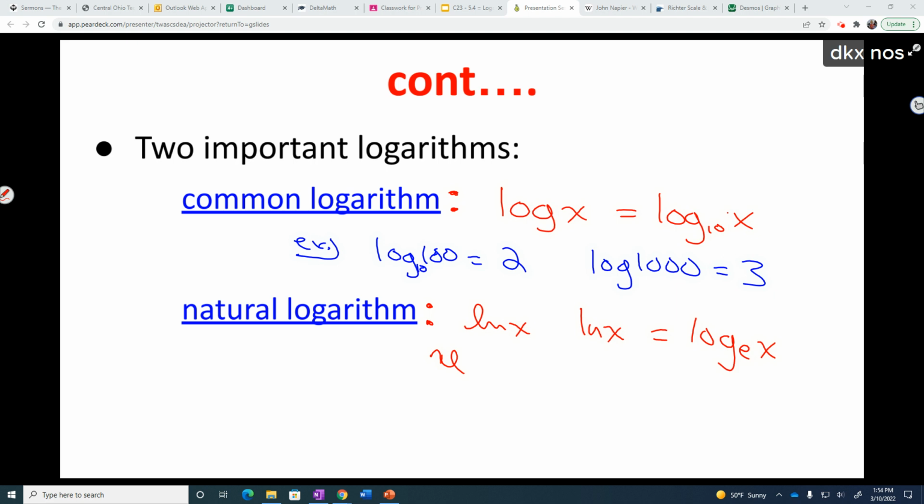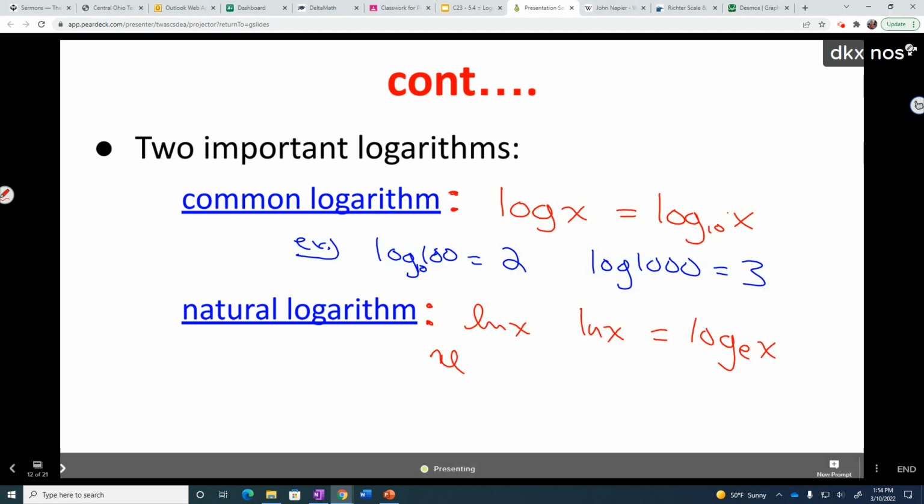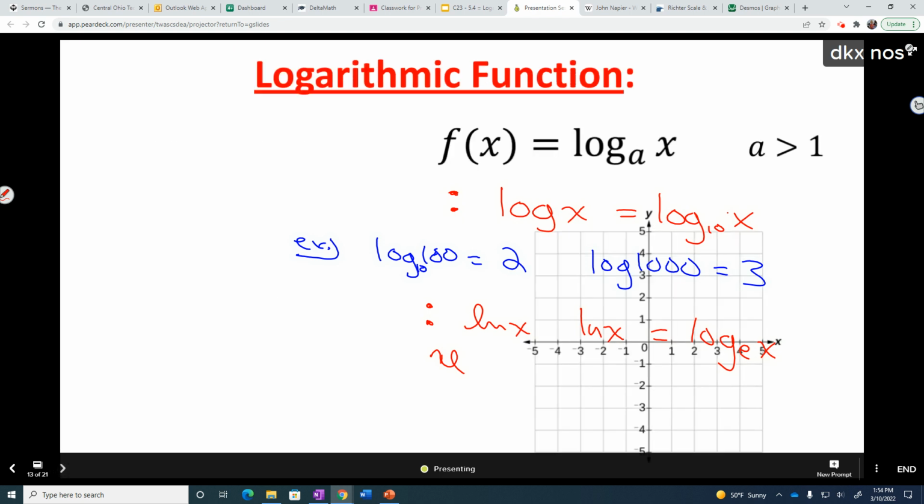So anyhow, you need to know that that means log base e. Okay. All right, let's get to the graphing here.